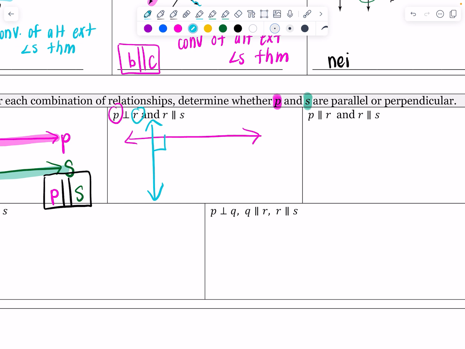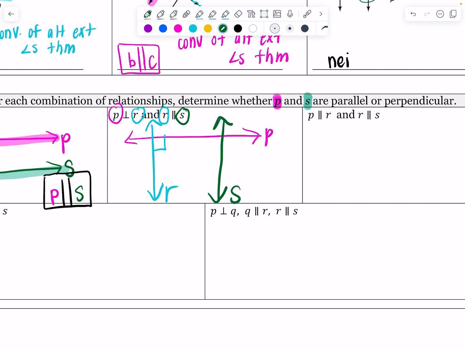And then what do I know about R? Well, it says R is parallel, or facing the same way, to S. So here is P, here is R. R needs to be facing the same way or parallel to S. So I'm going to draw S going straight up and down because R was going straight up and down.